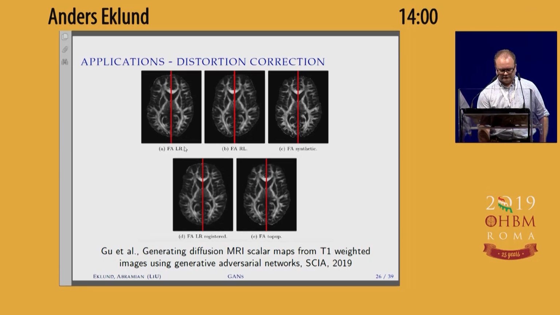But the problem is that most datasets do not have two phase encoding directions, and it will double the scan time. So instead, we synthesized an FA map from the T1 weighted image, and this FA map has no distortions. Then we could do a nonlinear registration between one of these two original datasets to this synthetic FA map, and then we can produce a similar distortion correction without doubling the scan time.